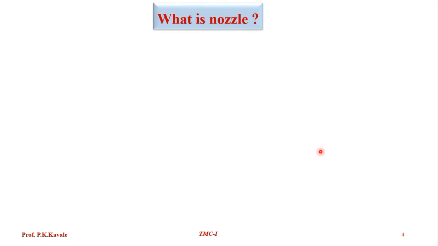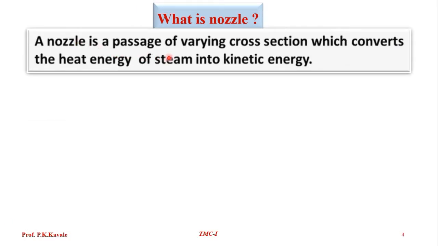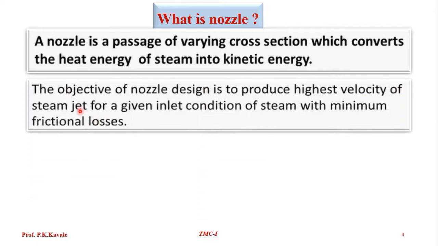So what exactly is a nozzle? A nozzle is a passage of varying cross section which converts the heat energy of steam into kinetic energy. So one kind of energy is converted into another kind of energy: pressure energy is converted into kinetic velocity. Basically, the objective of a nozzle design is to produce the highest velocity of steam jet for given inlet conditions of the steam with minimum frictional losses.